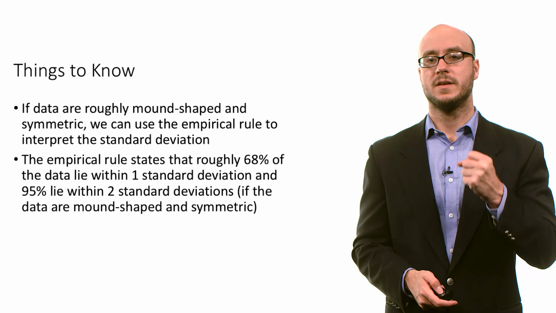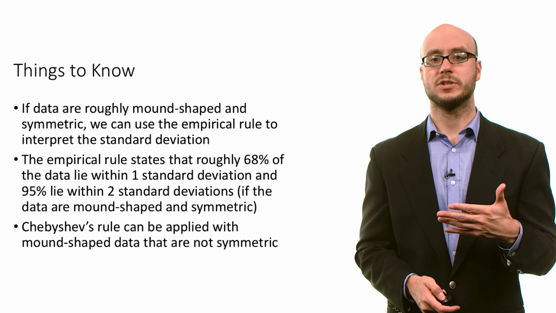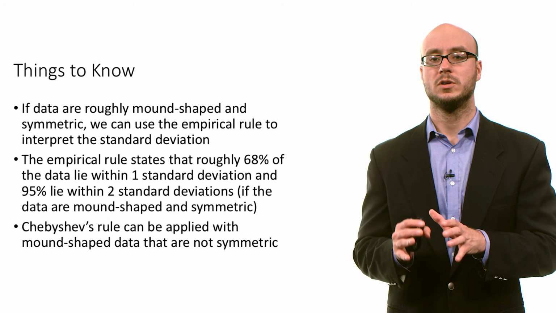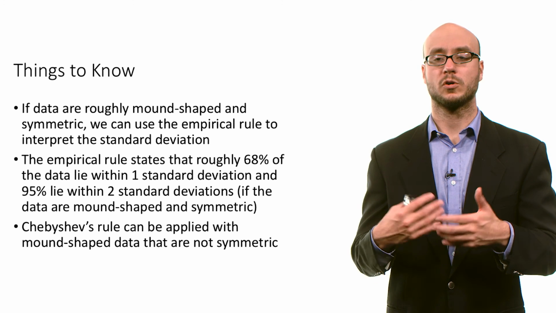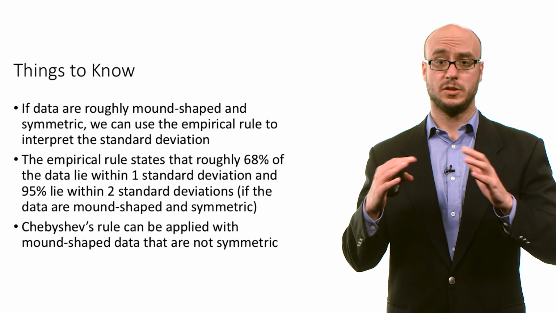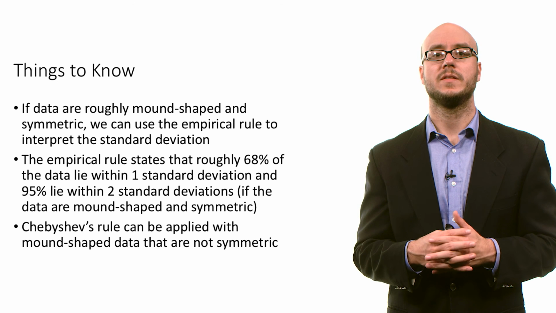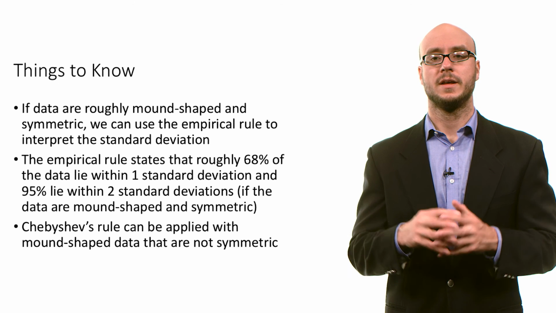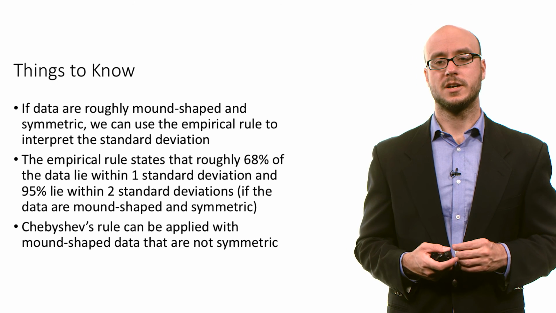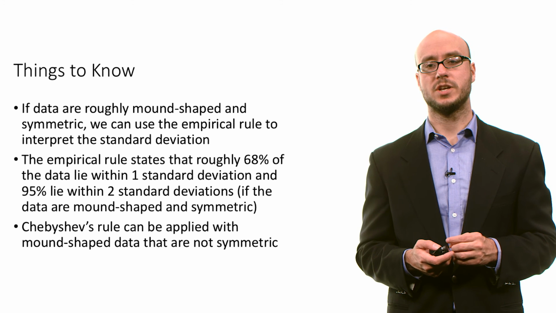However, if the data are not symmetric, then we can use Chebyshev's rule, which can be viewed as a penalty or correction, because it's not going to be 95%, it's going to be 75% that we can make claims about. And with that, we will conclude our discussion of the empirical rule and Chebyshev's rule.